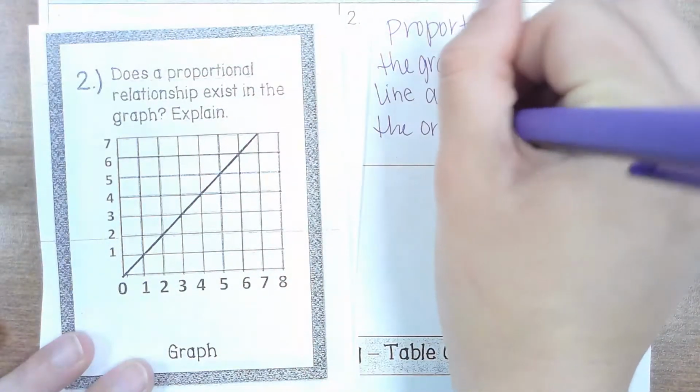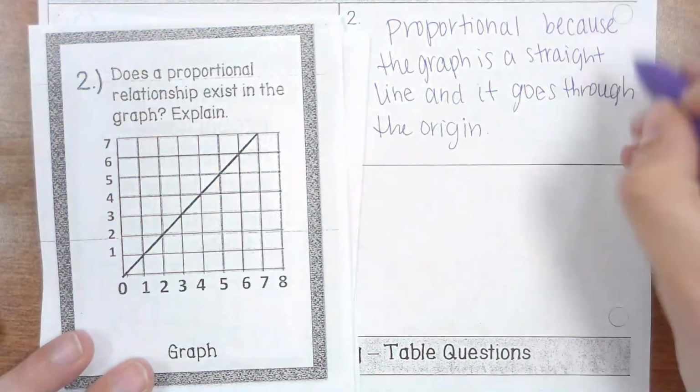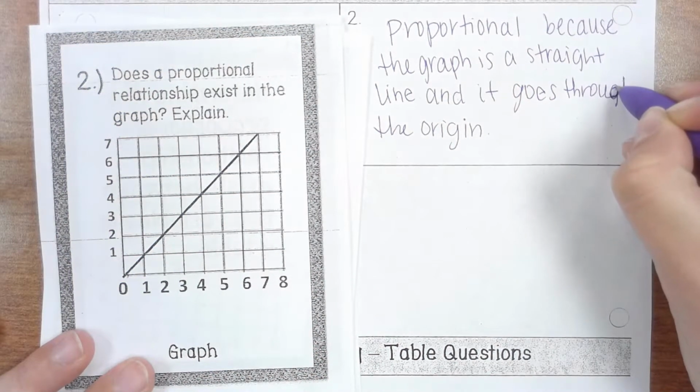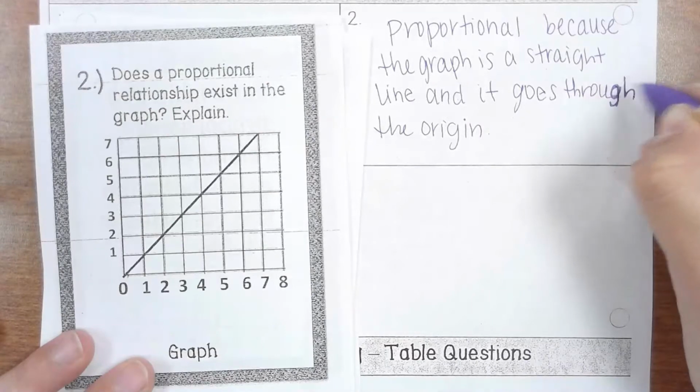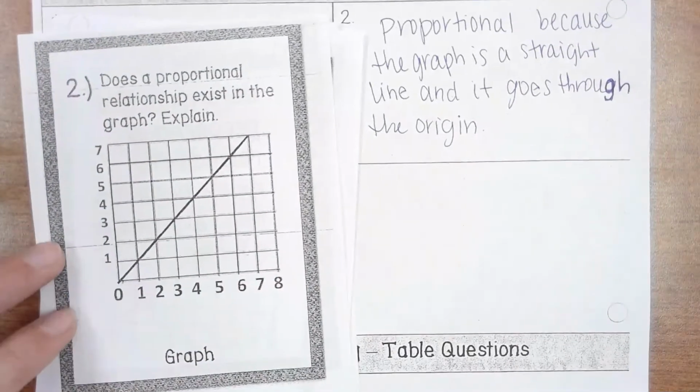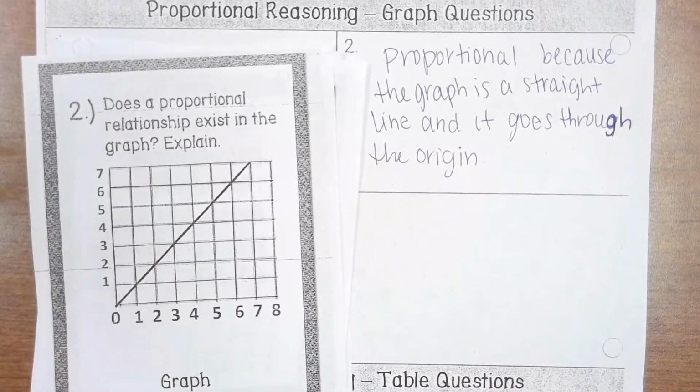And remember, guys, you must write down both things because in order for a graph to be proportional, it must have both requirements. It must go through the origin and it must be a straight line. So there's number 2.